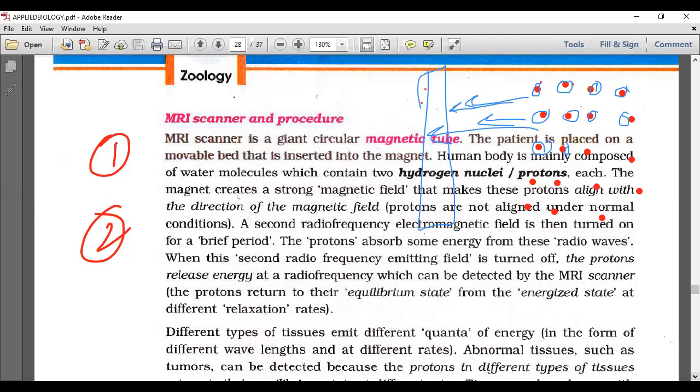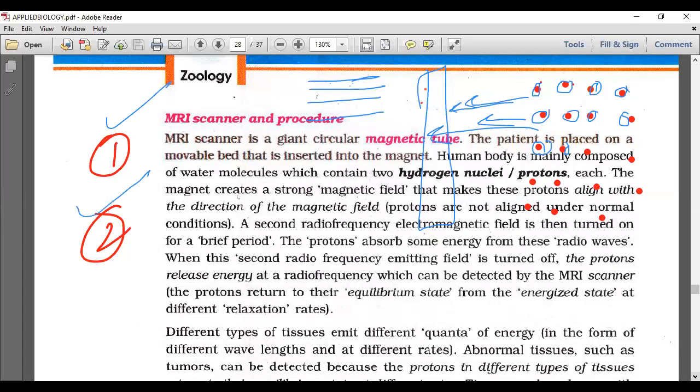What is the first magnetic field for? To align them in one direction, to make them linear and in one direction. What is the second radio frequency electromagnetic field for? That is to give some energy from these radio waves. When the second radio frequency emitting field is turned off, the protons release energy at a radio frequency which can be detected by the MRI scanner. So this is the procedure of the MRI scanner. The only things to be remembered are two points: what the first magnetic field does, and what the second magnetic field does.